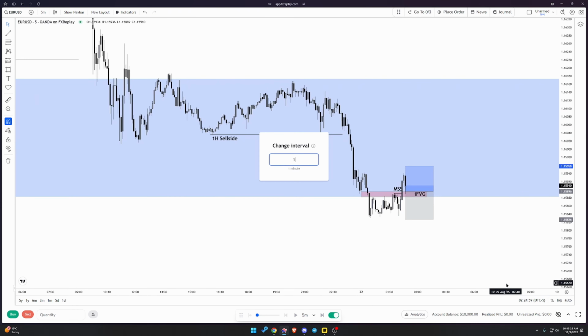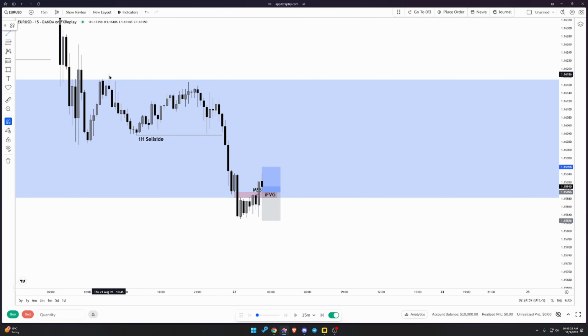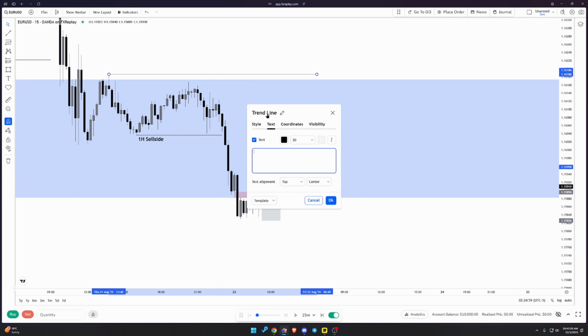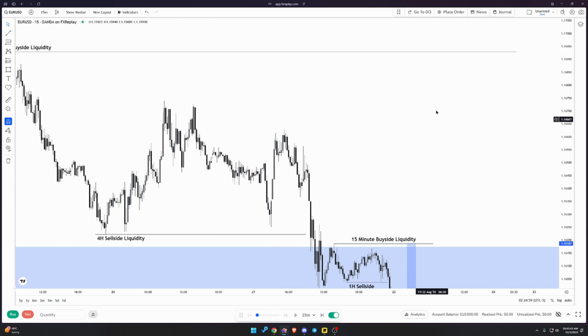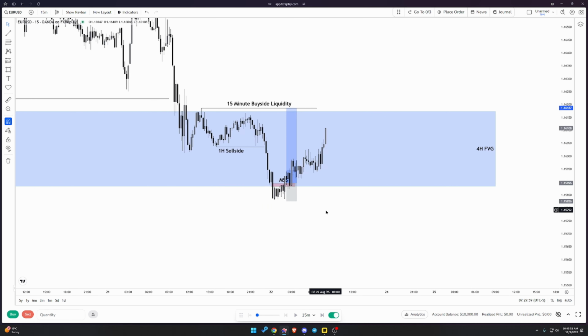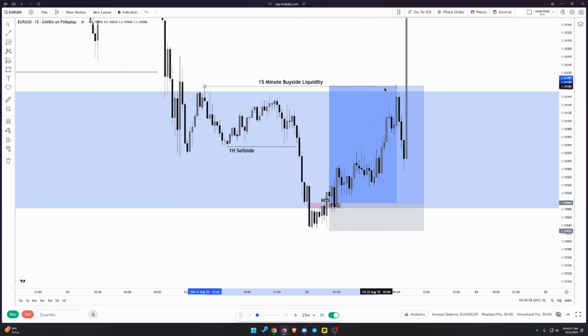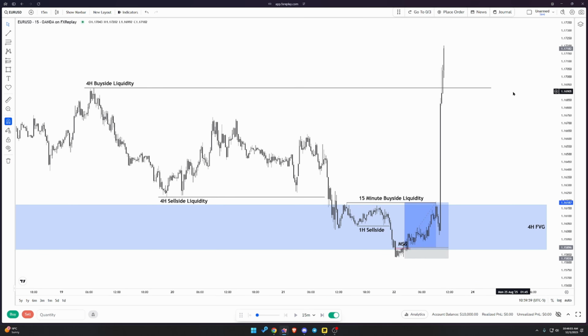So we will enter long on this gap, place our stop below the low, and then for target, we will switch back to the 15-minute time frame and mark the swing high as our buy-side liquidity. We only have to target this buy-side liquidity level. So the market instantly triggered our order and then went straight to our target. A huge candle came which also swept our 4-hour buy-side liquidity.